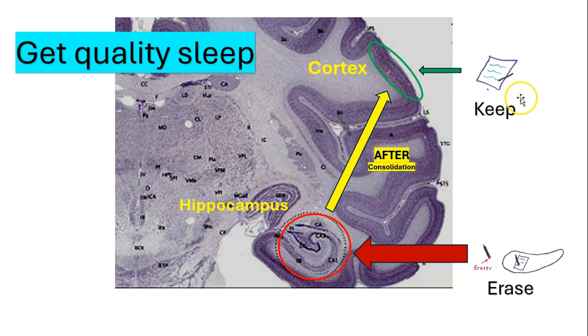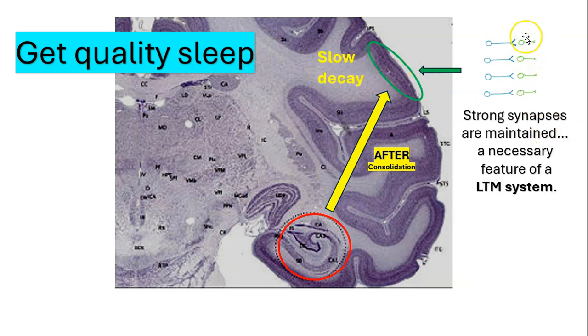Let's first take a look at how it is that we keep these memory traces in the cortex. Scientists suspect that these cortical neurons, once we grow strong synapses, they stay strong. So there's slow decay of memory traces in the cortex. And this, of course, would be a necessary feature of a long-term memory system. If when we store memories in the cortex, these synapses just weakened over time, then we wouldn't have a long-term memory system. So once we get these synapses strong, the idea is they stay strong. And that is what makes this a long-term memory system.